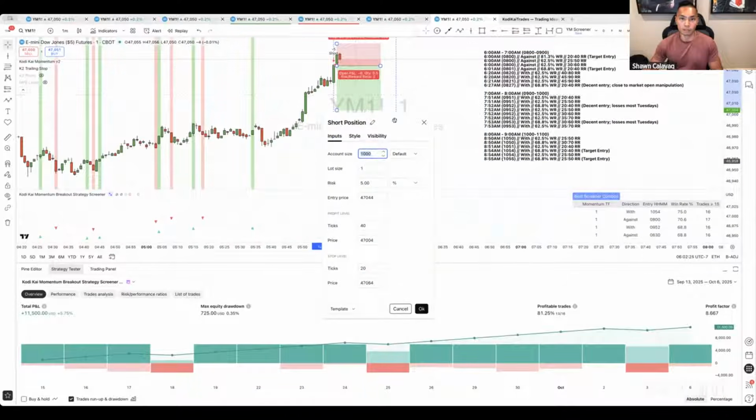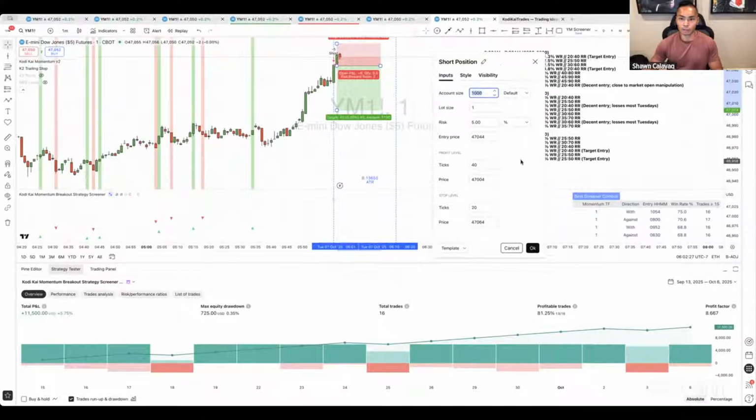So let me see if my parameters here are proper. My stop loss is supposed to be at 47.64. Let's drop this down by a point. And my target's supposed to be at 47.04. Drop this down a point. Okay, so parameters are set up. Now we just let the trade run.